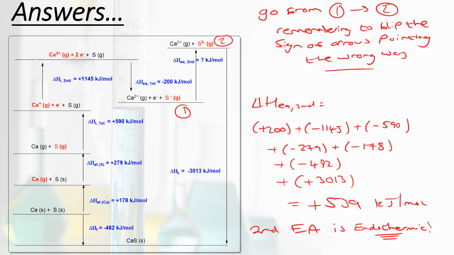Remember that ionization has to happen in the gaseous state. So then we have calcium plus as a gas plus an electron. And then we go up again to calcium 2 plus as a gas plus 2 electrons, and notice that we've left the sulfur as a gas unchanged.